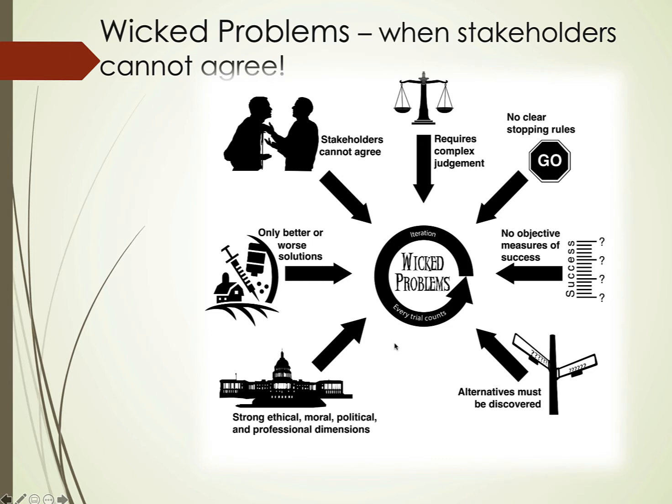The book talked about wicked problems, when stakeholders cannot agree. Sometimes problems are just, they're problems, and sometimes there's not one best solution. There's only better solutions, and there are strong ethical, moral, political, and professional dimensions. So sometimes, the book talks about these, there's not one solution, but let's just get together and figure out what's best for all of us, or most of us.